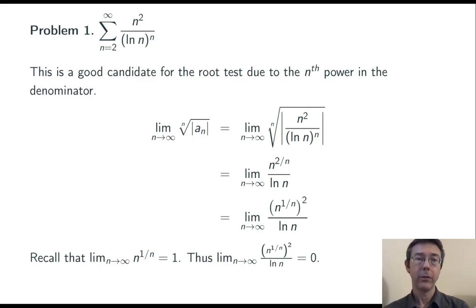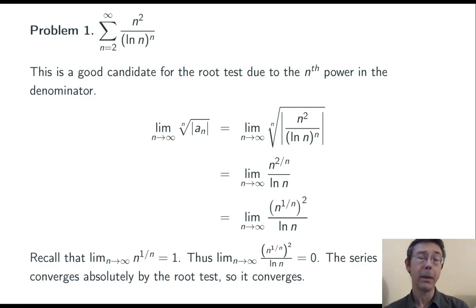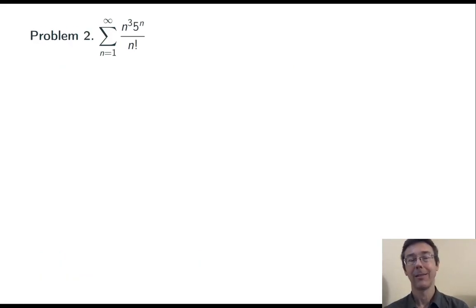By the root test, since the limit of the nth root of the absolute value of a_n is less than 1, the series converges absolutely, and therefore it converges.